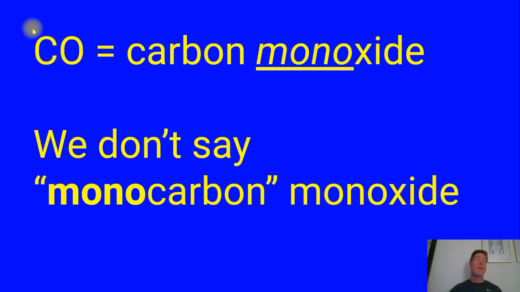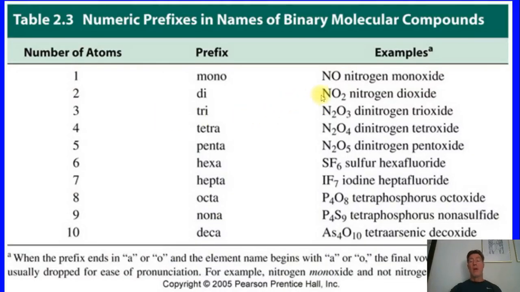We leave out the mono because if the first one is singular, it's understood to be single. Now, if it's two or more, then we bring in the prefixes. So here, for example, nitrogen monoxide, not mono-nitrogen monoxide, nitrogen dioxide. But now, if we go to 2 in the first one, dinitrogen trioxide, dinitrogen tetroxide, and so on.